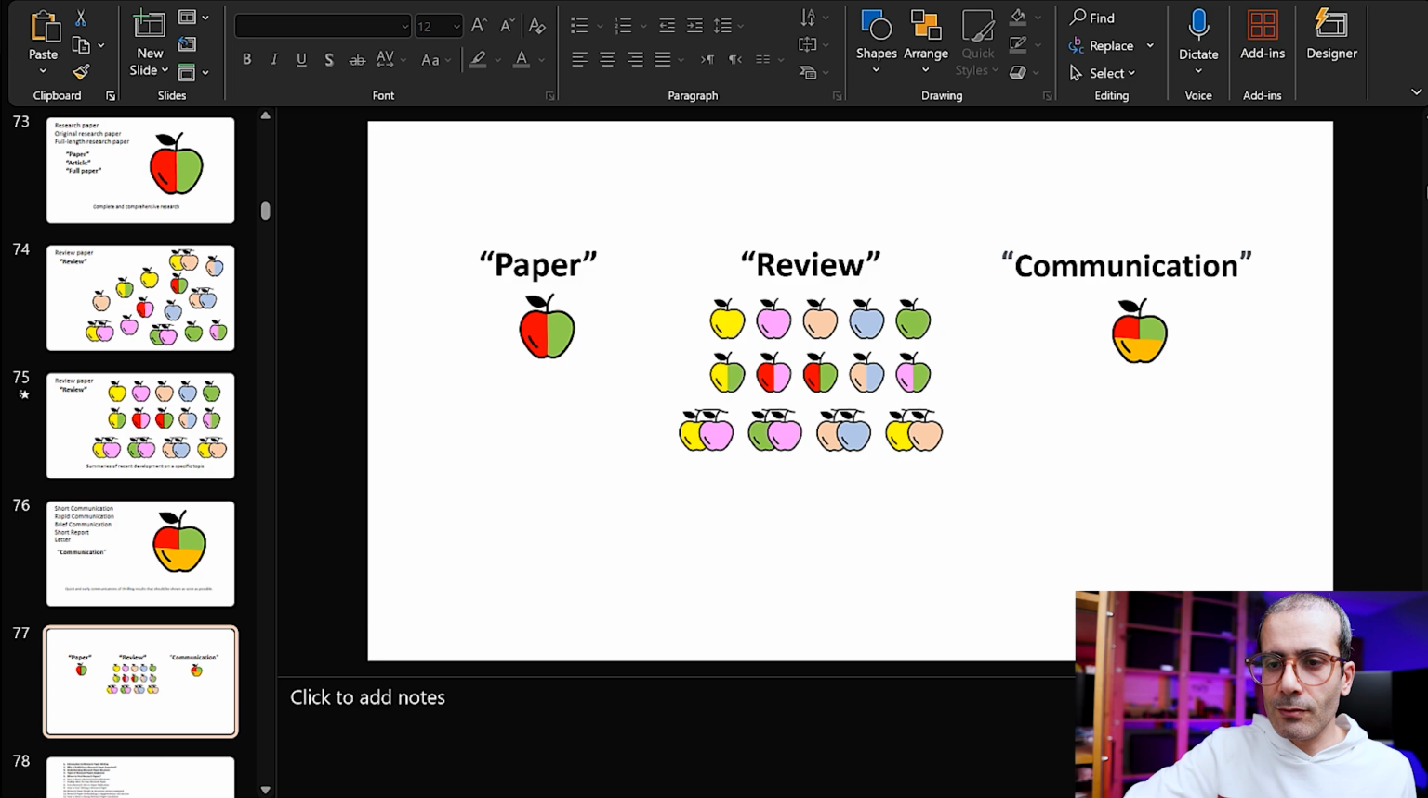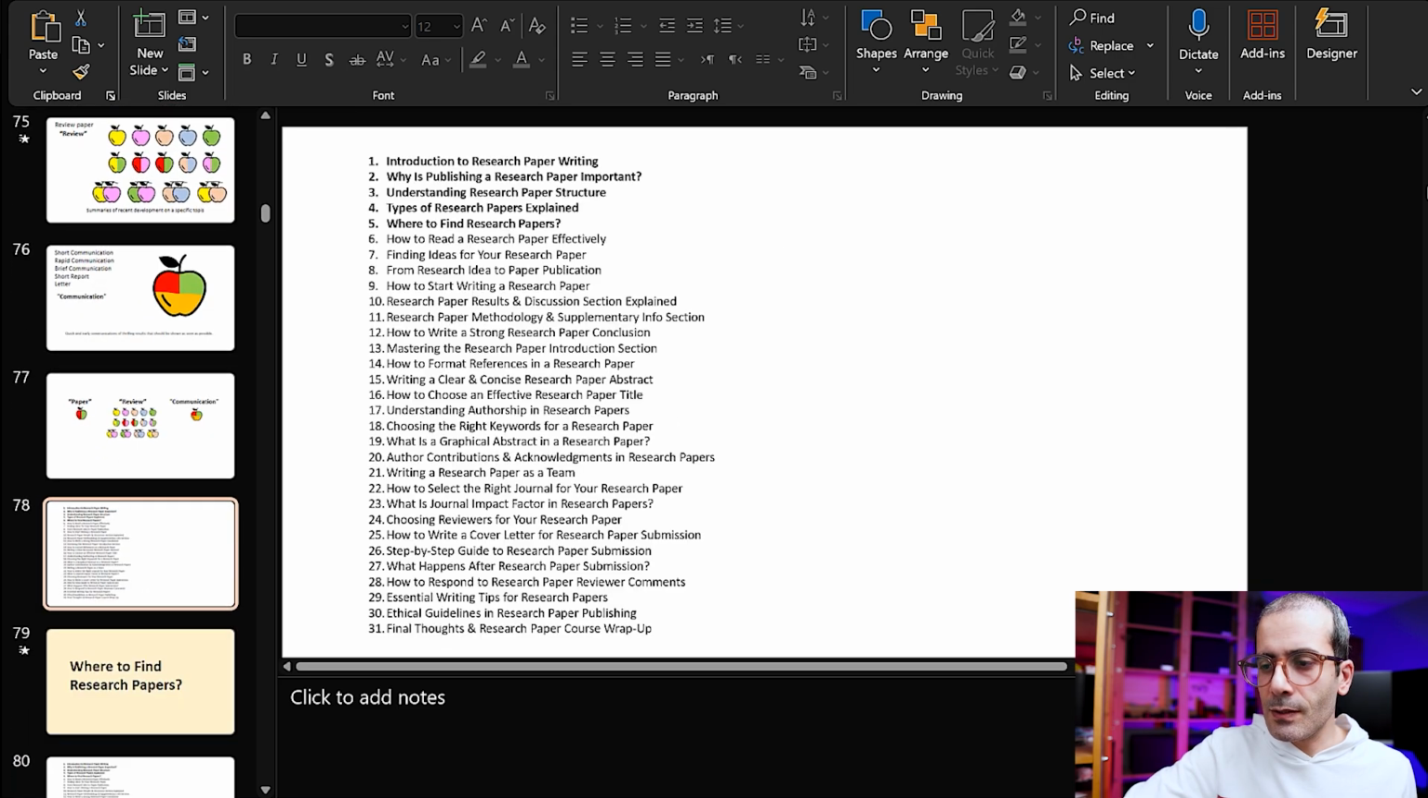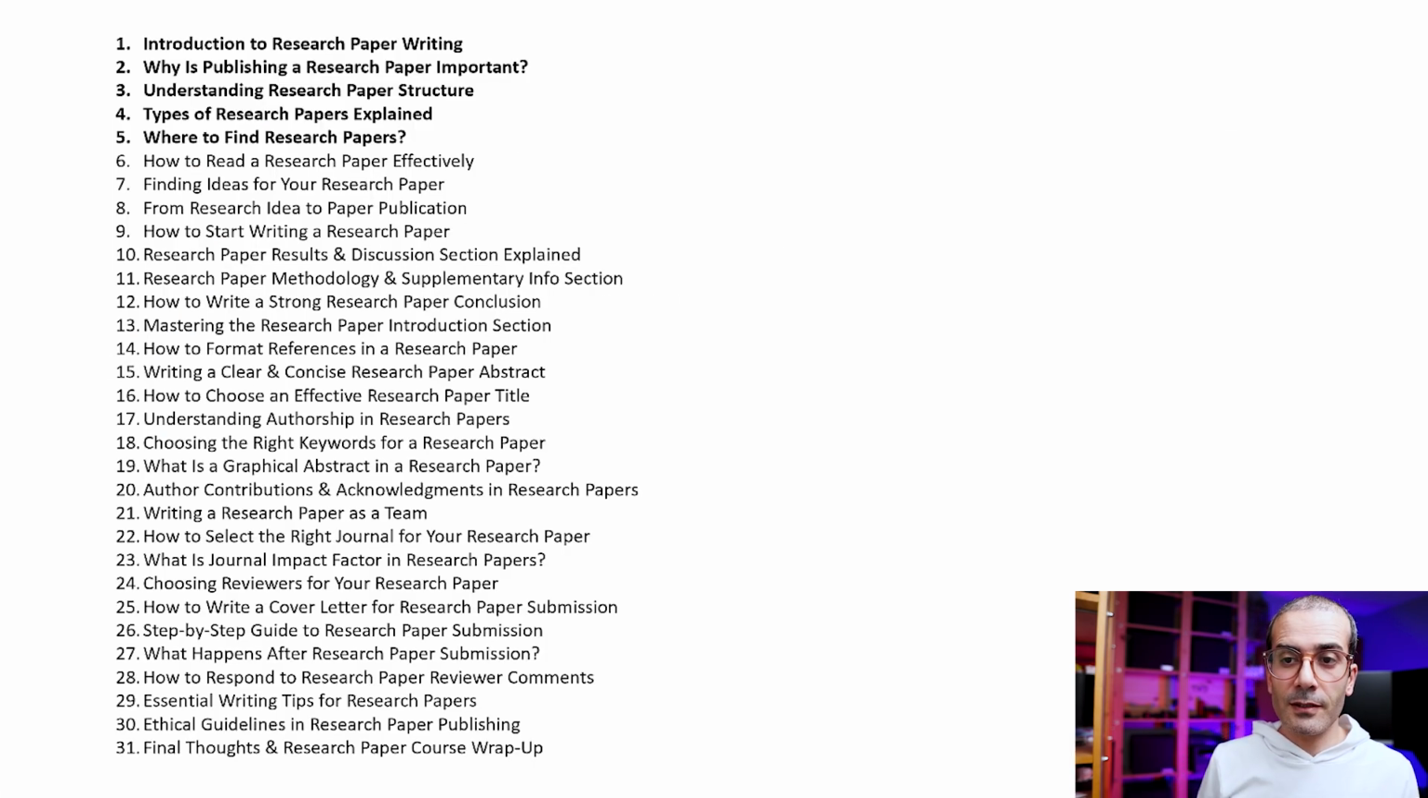Again, going back to my slides, these were the different types of research papers that I explained. In the next video, I'm going to explain how to find a research paper and what are the websites that you can go to and find the topics that you are looking for.